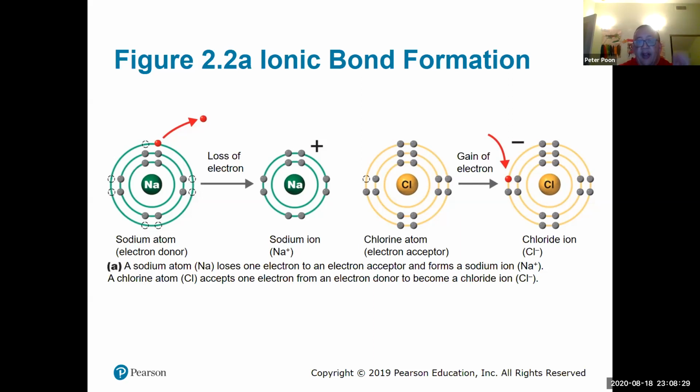If you take that and you take chlorine, chlorine has 7 and wants to pick up an extra one. So it will grab an extra one. Now it has 8 electrons on the outermost shell, and it is happy. That makes the sodium positively charged and the chlorine negatively charged. Opposites attract. Positive charges attract negative charges. They'll come together and make sodium chloride, salt.